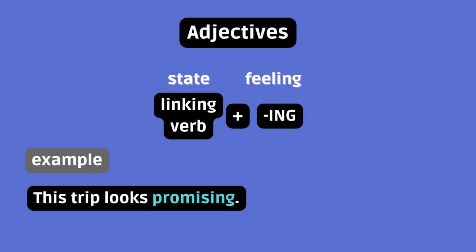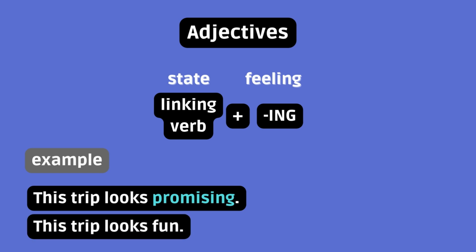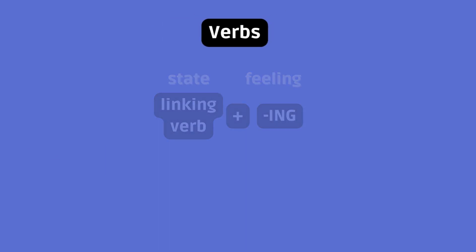Here the ing word is clearly an adjective. Yes, promising looks like a verb, but here it's qualifying the trip, so it's an adjective. You can swap it with another adjective to double check. This trip looks fun. Yep, an adjective for sure. To be clear, promising can totally be used as a verb when it's a present participle.